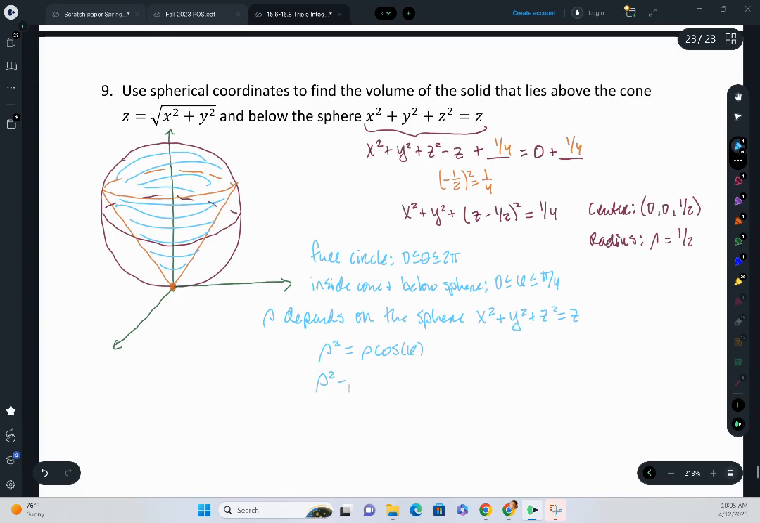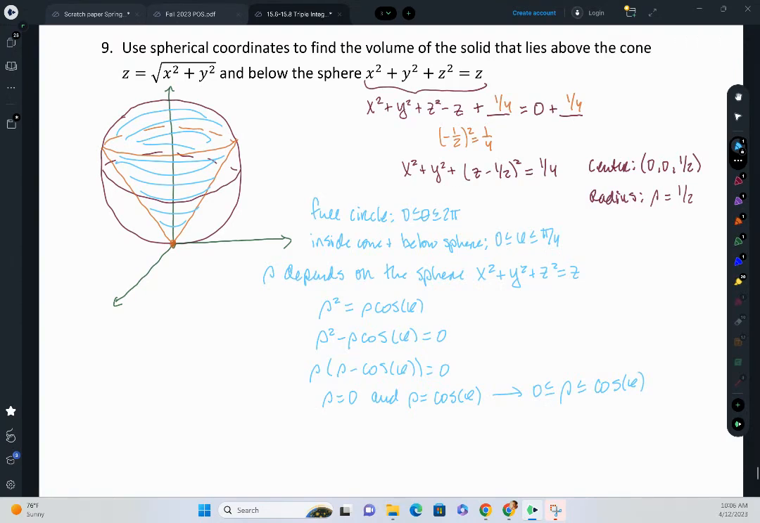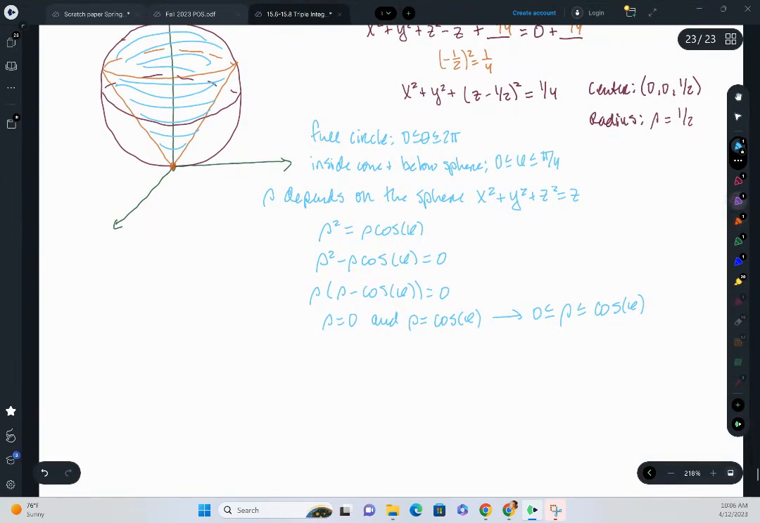Moving everything over, I get rho squared minus rho times cosine of phi is 0. Factor out a rho, we have rho minus cosine of phi is equal to 0. This tells me rho equals 0 and rho is equal to cosine of phi. Those are my bounds. This is telling me rho starts at 0 and goes up to cosine of phi. So rho is dependent on the angle phi in order to determine where we are on the sphere as it sweeps out. Okay, so a volume integral for us, remember the integrand is 1.